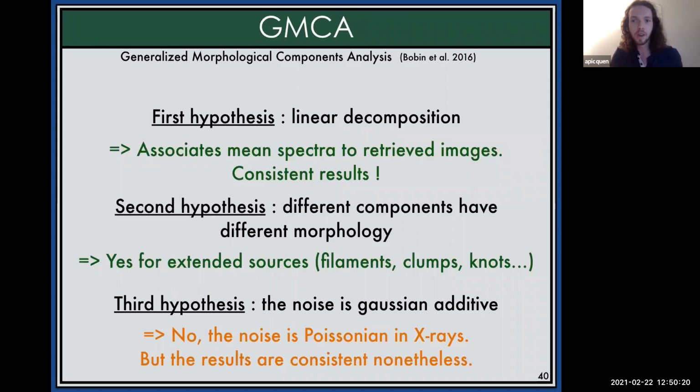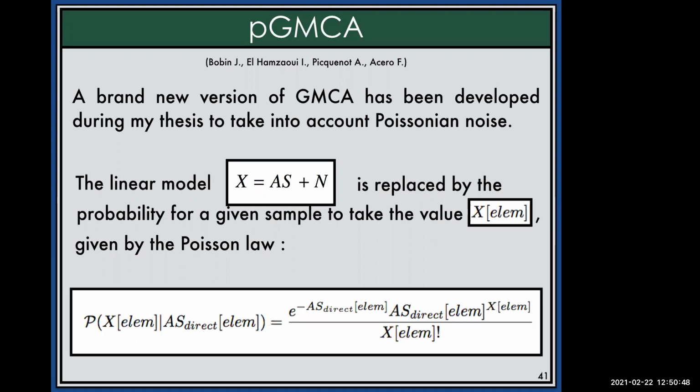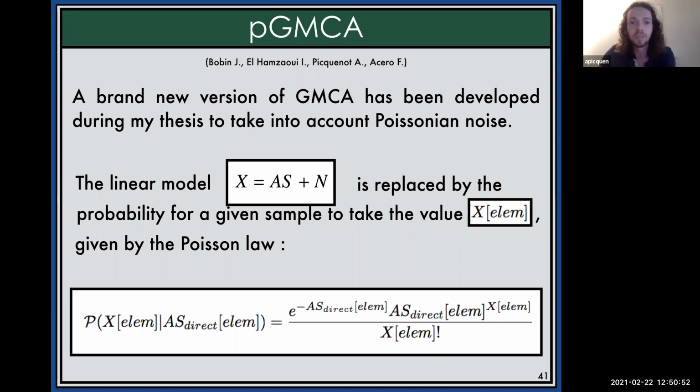So to come back to the hypothesis, we can see that the first two are okay, and the third one, even if it's not Poissonian, it's still working quite well. But during the course of my PhD, the team that developed the GMCA also developed the PGMCA, that is the version that takes into account the Poisson noise. So it's more or less the same kind of algorithm, the same principle with the same iterative model. It's just that we replace the linear mixture model with a Poissonian law.